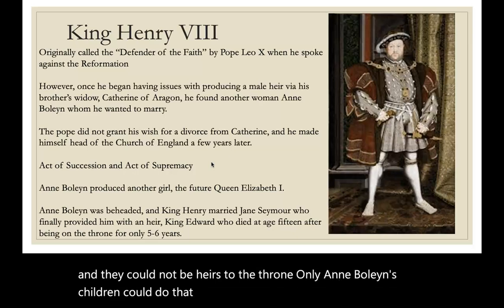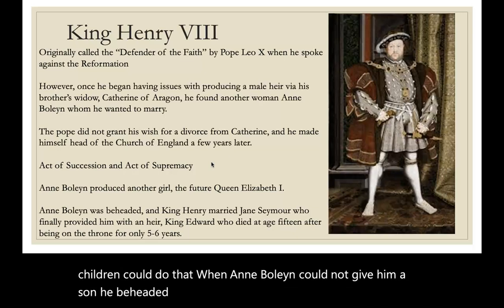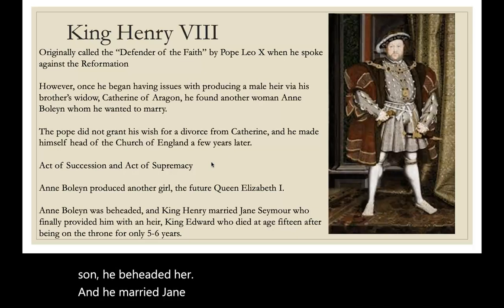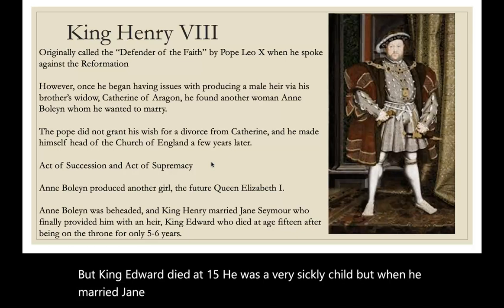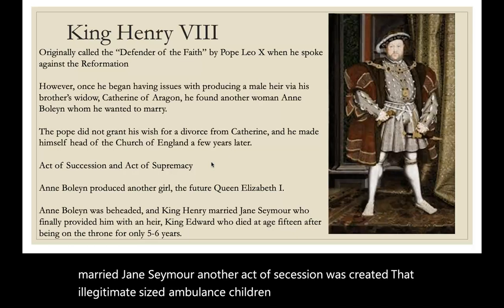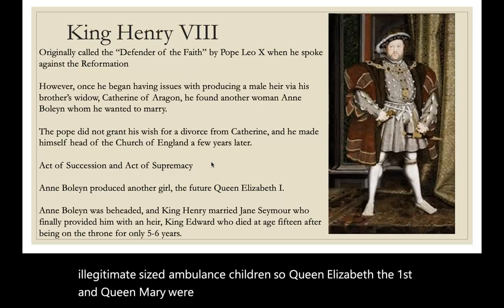Well, when Anne Boleyn could not give him a son, he beheaded her, and he married Jane Seymour, who finally did give him a male heir, but King Edward died at 15. He was a very sickly child. But when he married Jane Seymour, another act of succession was created that illegitimized Anne Boleyn's children. So Queen Elizabeth I and Queen Mary were both illegitimate heirs of King Henry because of the acts of succession.